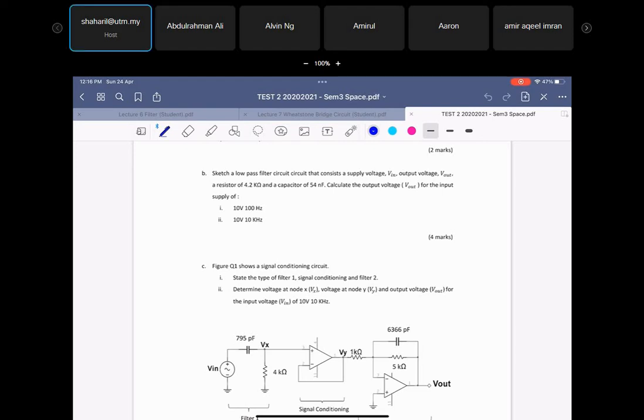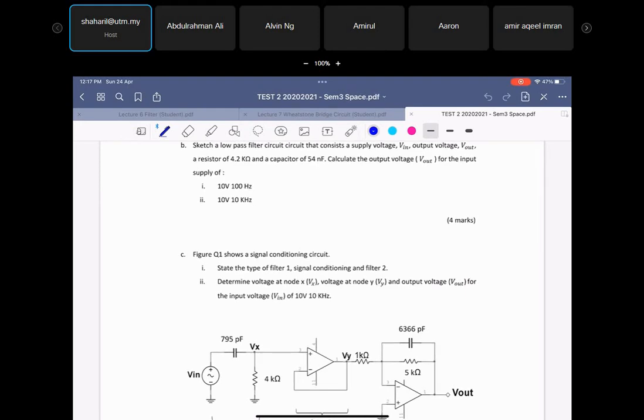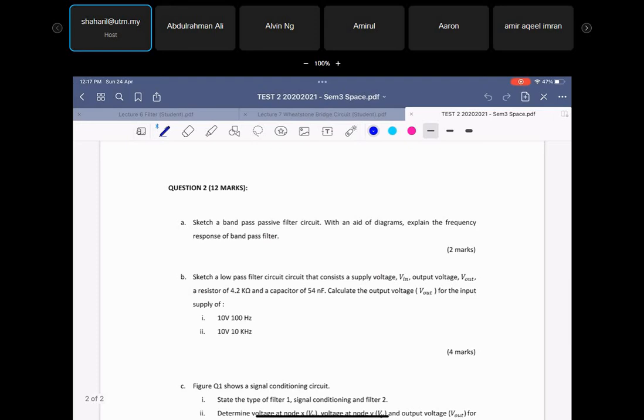All right, guys. So we continue. All right, I have sent you the previous test, right? It's about the filter. So if you can look into that, where is it? Okay, question 2 for A, sketch a band pass filter, passive filter. Okay, this is passive, right? So that means only have the passive components. So this one I think you can design. You can sketch, right? So let's look at the B.